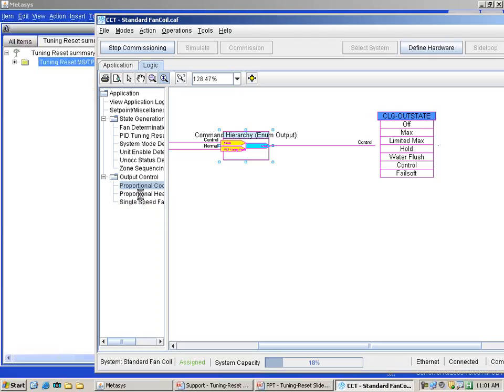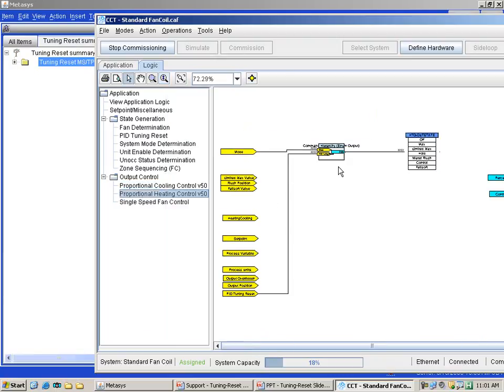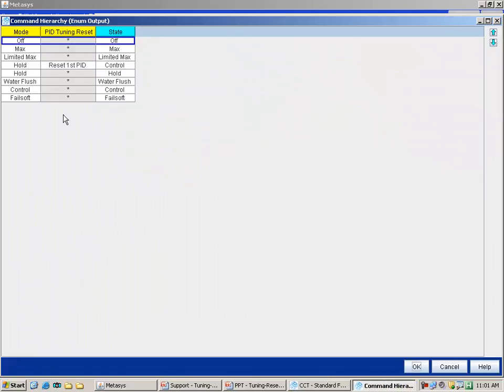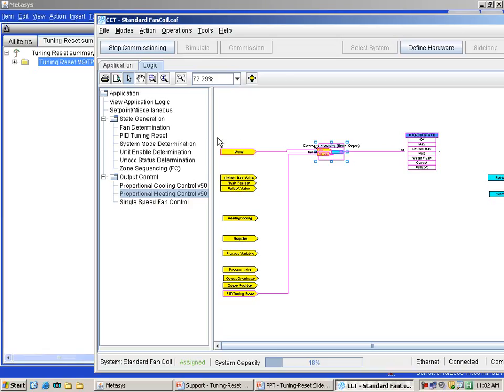If we look at the heating out logic, and we look at its command hierarchy, this one is off right now. But what would have happened is when it was in a mode of hold and the first command, it went into the control state during its reset procedure, and then when it's all done, it goes back to the original state, which was off.